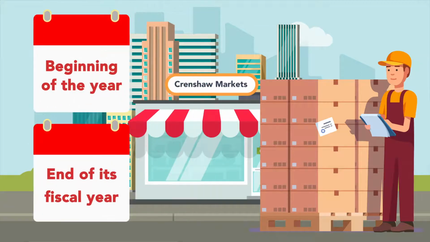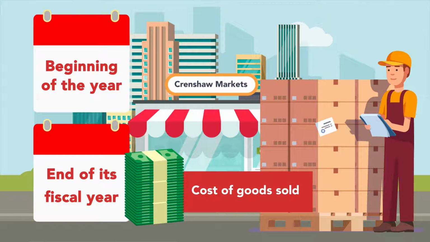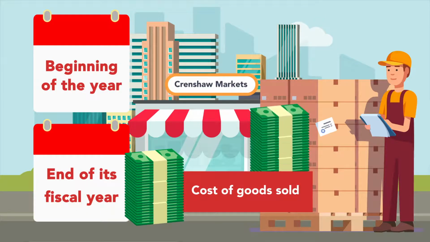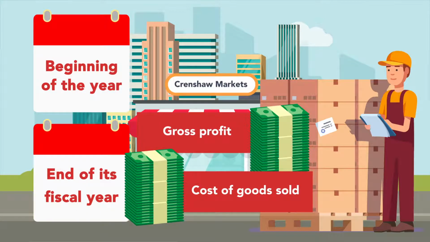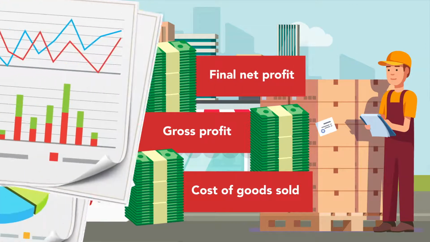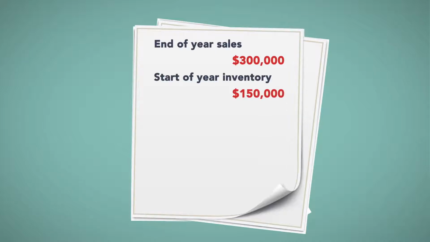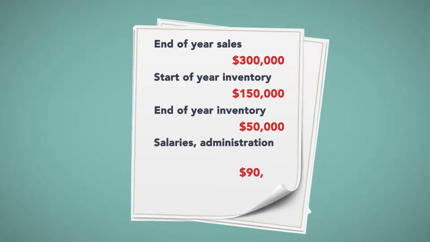It assigns a monetary value to the result, which is the cost of inventory sold, also called cost of goods sold, to get its gross profit, from which it then deducts other expenses to get its final net profit. Crenshaw reported sales of $300,000 at the end of its most recent fiscal year. The company started the year with $150,000 in inventory and ended the year with $50,000 in inventory. It also incurred $90,000 in salaries, administration, interest, taxes, and other expenses.